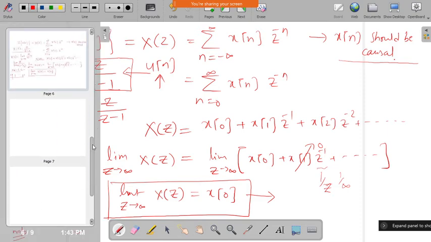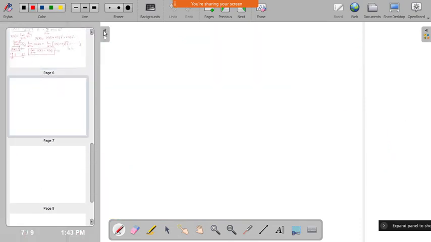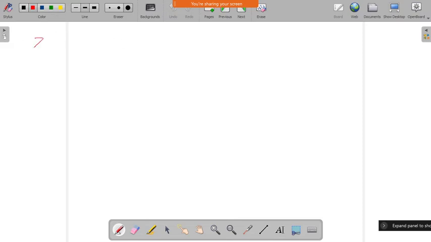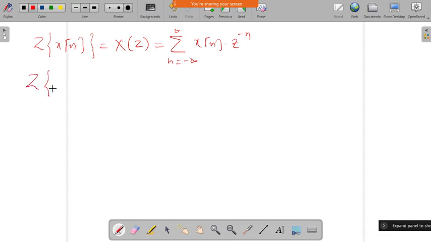Now, we will see the proof of the final value theorem. We know that the z transform of x[n], which is X(z), equals the summation from n equals minus infinity to plus infinity of x[n] z^(-n). Now I will shift the signal by 1 unit, that is x[n+1].